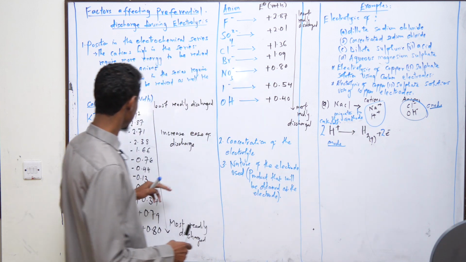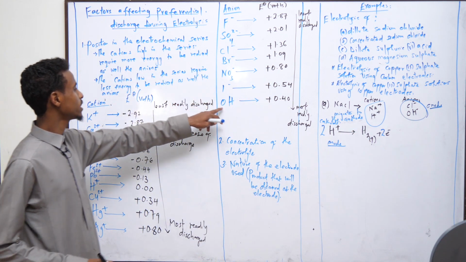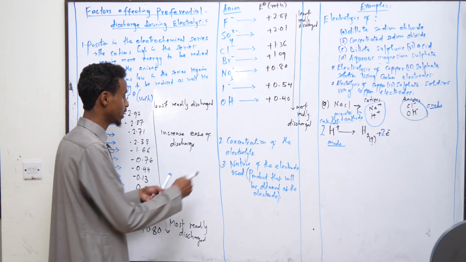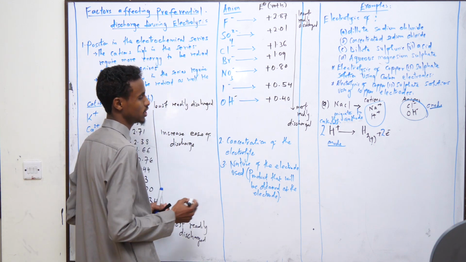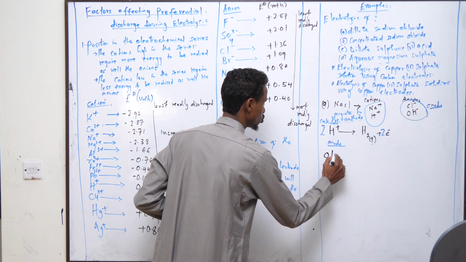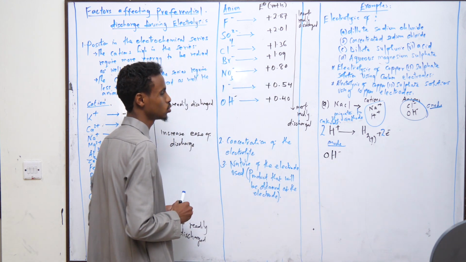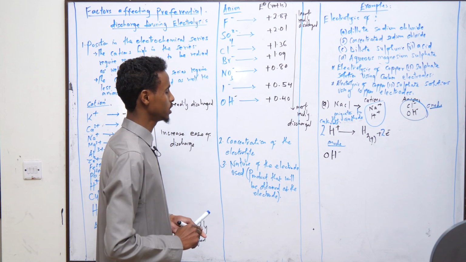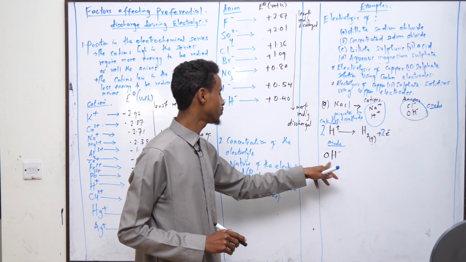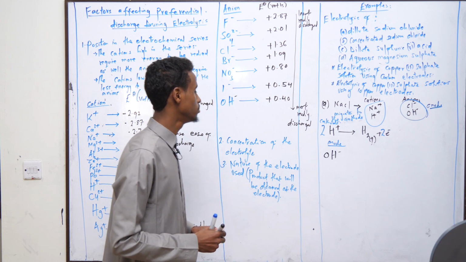Now when chloride and hydroxide go to the anode, which one will be preferentially discharged? Hydroxide is going to be preferentially discharged. And when hydroxide is preferentially discharged, what will be formed?